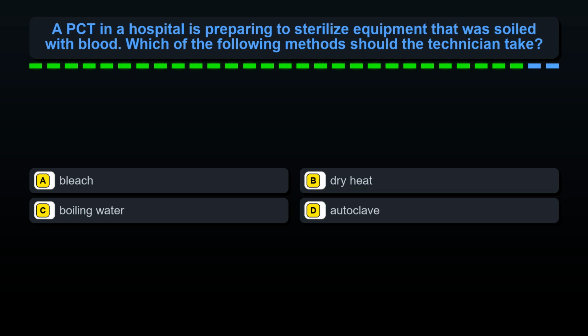Question 30. A PCT in a hospital is preparing to sterilize equipment that was soiled with blood. Which of the following methods should the technician take? Option A, bleach. Option B, dry heat. Option C, boiling water. Option D, autoclave.